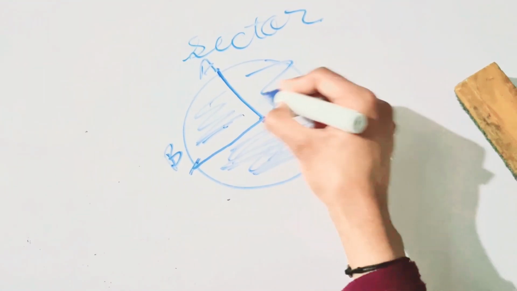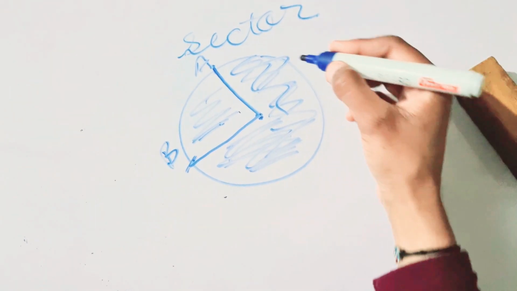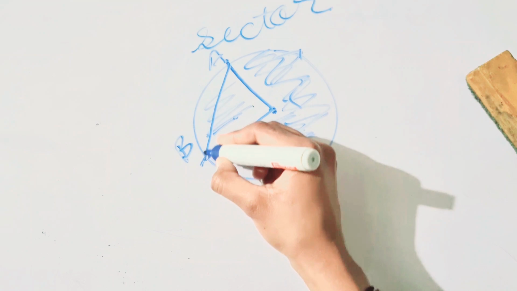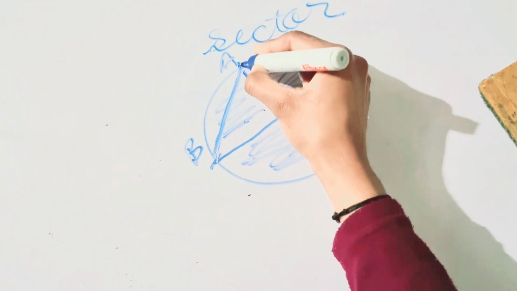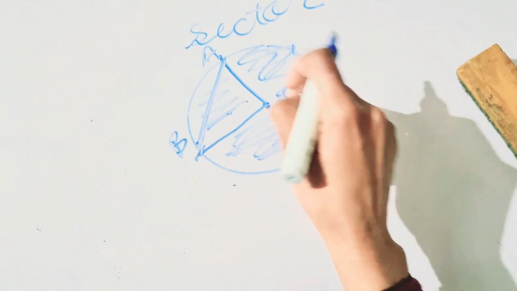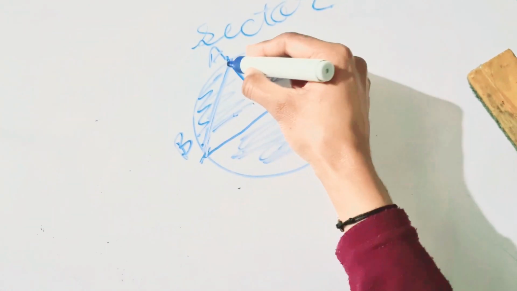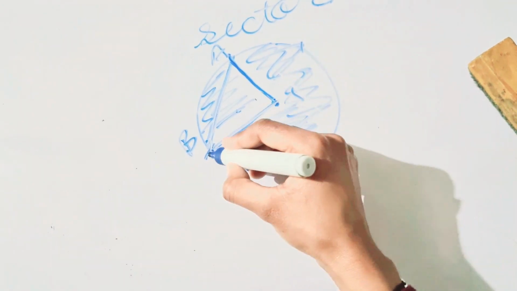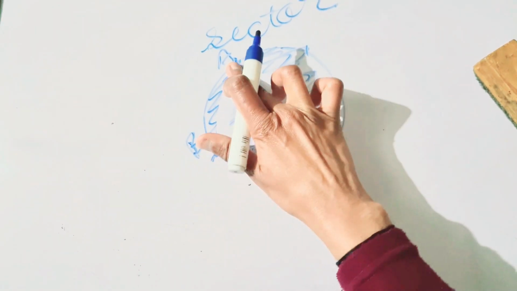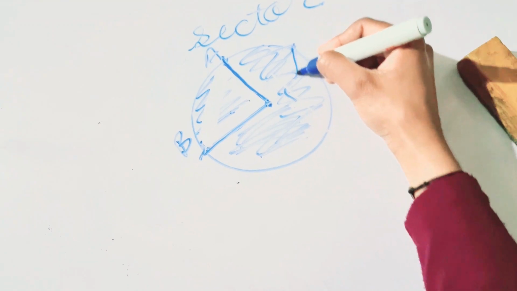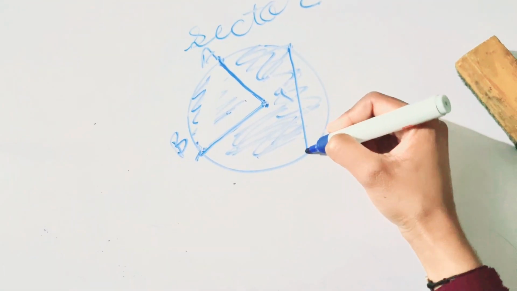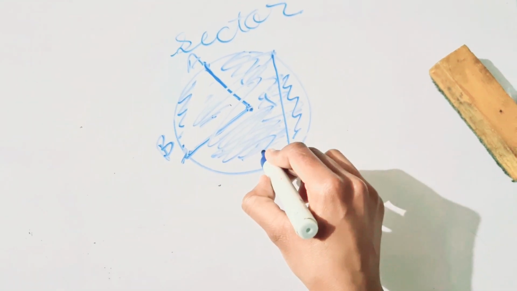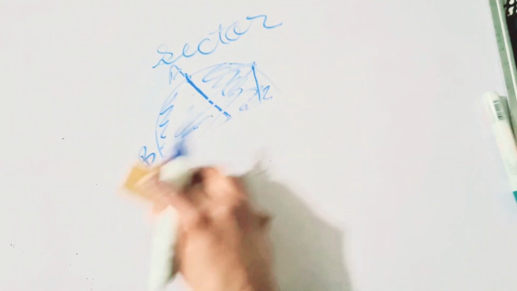And when we call it a sector, why are we not calling it a segment? The reason is, if we join this, that time it is called a chord. A chord divides the circle into segments. This is called a segment, but this is not called a segment. When we join any arc with the center, that time we call it a sector. When we do not join the arc with the center, that time it is a segment only. This is also a segment and this is also a segment. This is the difference between sector and segment.